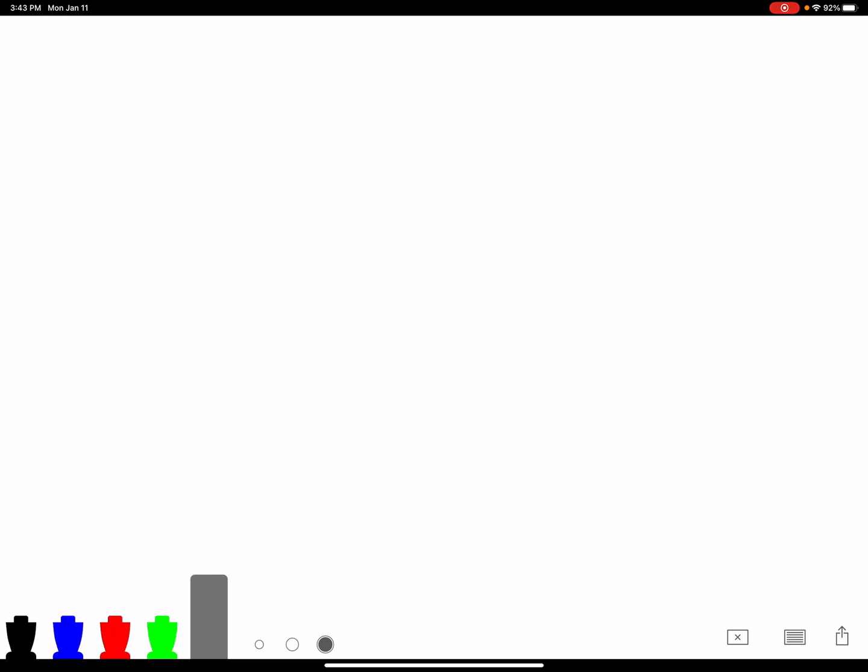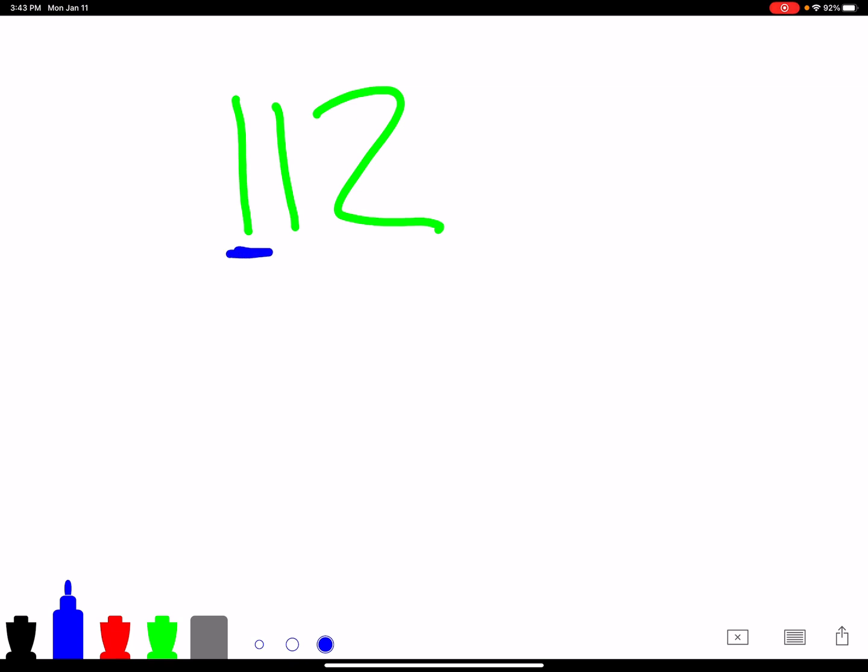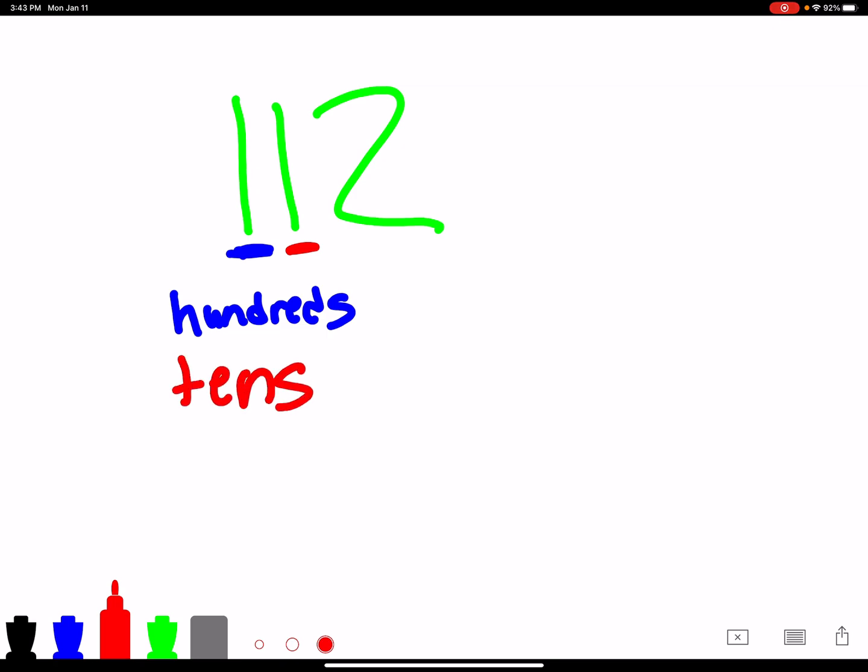Clear. Now what if I say 112? Which spot is the hundreds place? It's going to be the one at first. It's going to be the one furthest to the left-hand side. It's going to be this one. Hundreds. Now, this one will be the tens place. And then that leaves 2 for the ones place.